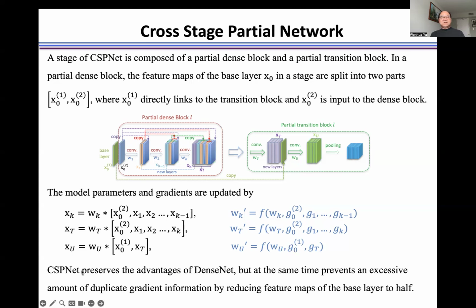CSPNet preserves the advantages of DenseNet, but at the same time prevents an excessive amount of duplicate gradient information by reducing the feature maps of the base layer to half.